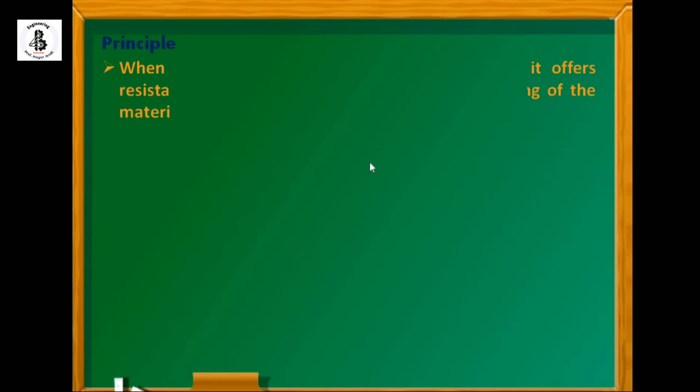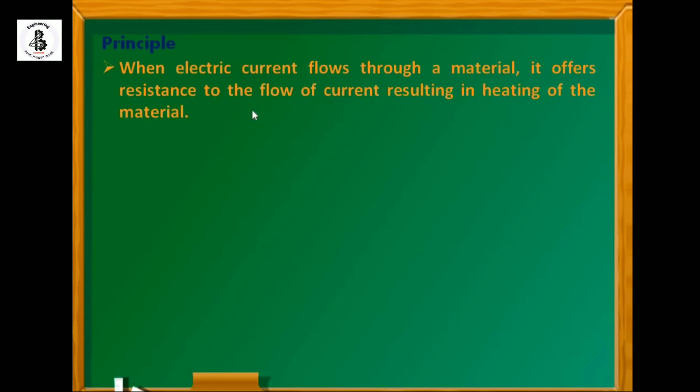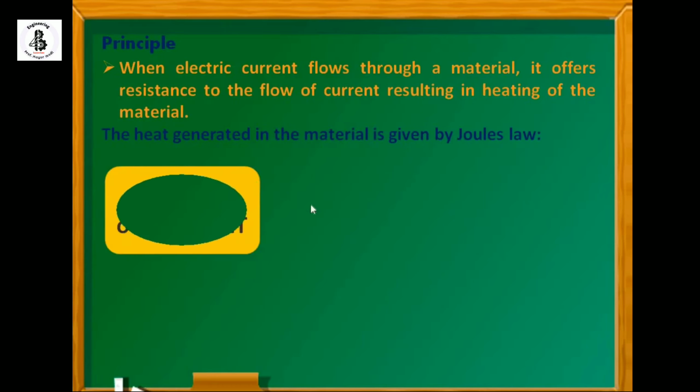So the basic principle: when electric current flows through a material, it offers resistance to the flow of the current, resulting in heating of the material. The heat generated in a material is given by Joule's law. So Joule's law is H equal to I square RT, or you can say H is equal to K I square RT. K is a constant.